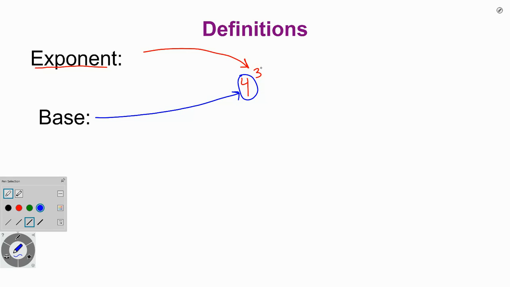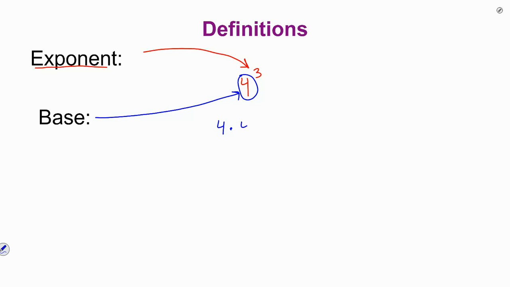So since my exponent is 3, what it means is I'm going to take 4 and multiply it by itself 3 times. So I'm going to do 4 times 4 times 4, because that's my exponent. So 4 times 4 is 16, and then 16 times 4 is 64. So just as a refresher, that's what an exponent is. You take the base, the number written big, and multiply it by itself the number of times of the small number up here, which is the exponent.